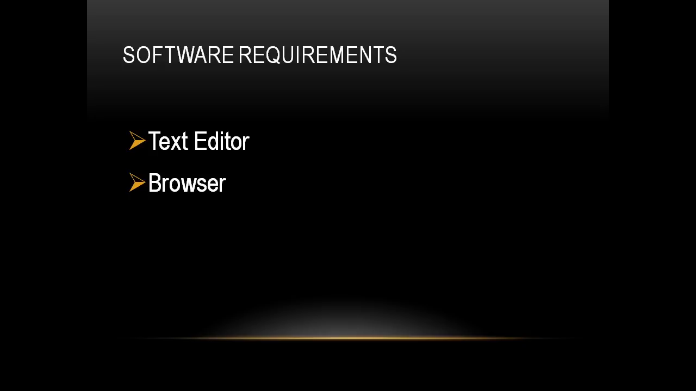What are the software requirements? Two types of softwares are required to type and execute HTML code. First one is text editor. Text editor is something that we can use to type our HTML program. Here we will be using Notepad to type our HTML code. Then we will use browser to execute the HTML code. Internet Explorer, Mozilla Firefox, Google Chrome are some of the examples of web browsers.